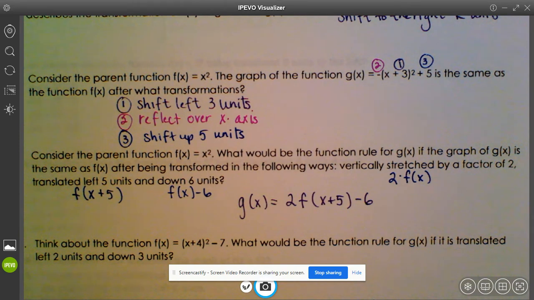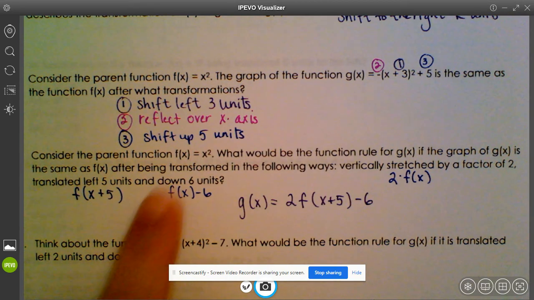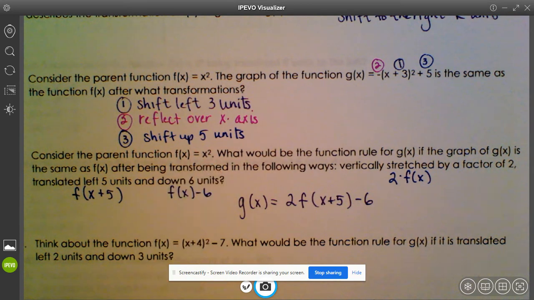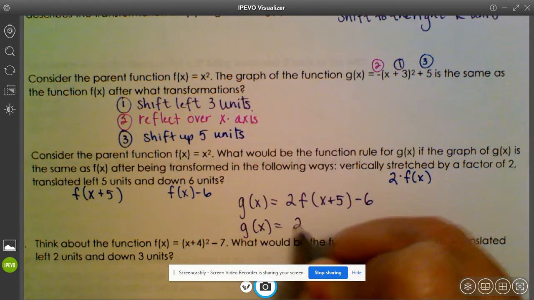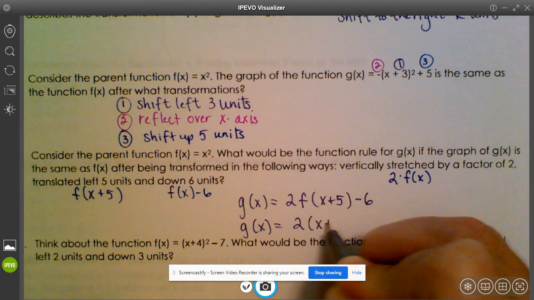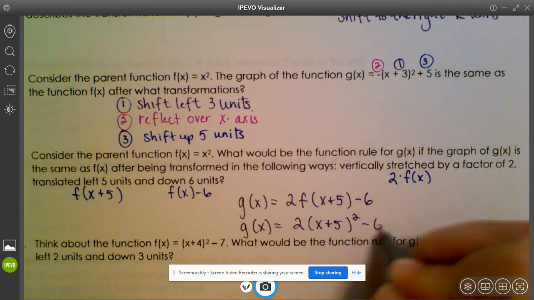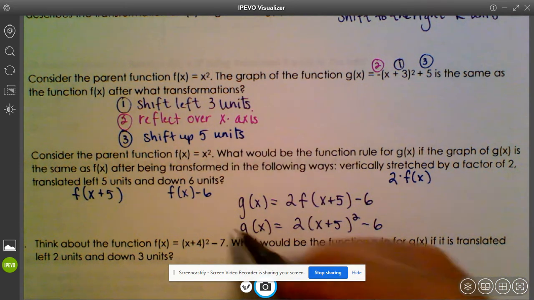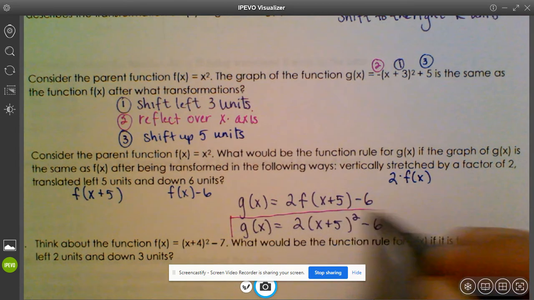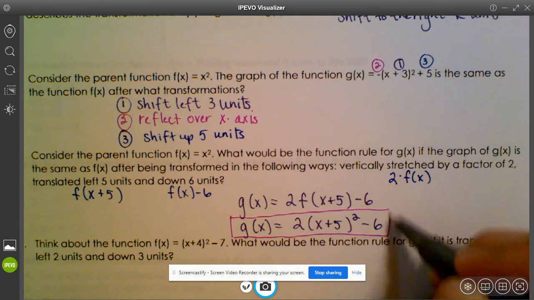Okay, so you see all the different parts there, but we know what f is. f is x squared. So we're going to write this as our final answer, 2 times x plus 5 squared minus 6. All right, now I feel better. I thought it was a little incomplete on the previous one. So here's our final answer.